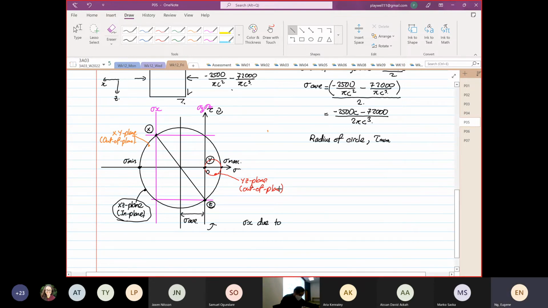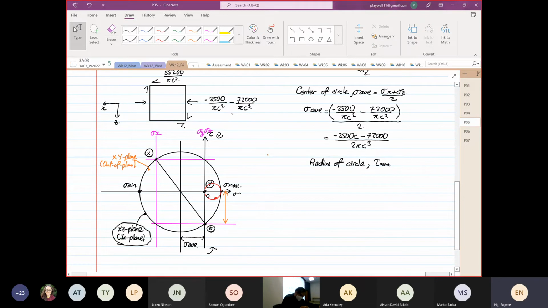Okay. So I'm going to erase this. This is not important now. So we know this value, hold on. Eugene. So we know the value from here to here. So this value over here is 55200 pi c cubed. We know that, right?